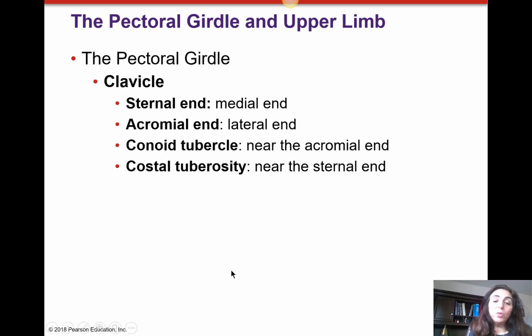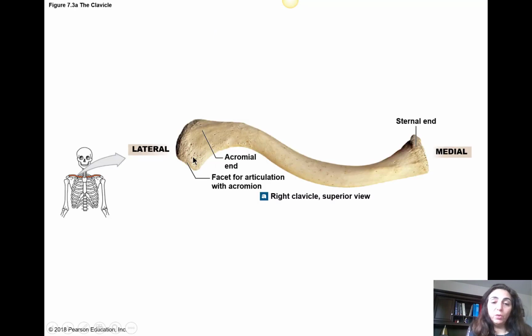As you see here, the conoid tubercle is near the acromial end. So that side, you remember, is the flat one, wide and flat. And we have the costal tuberosity that is near the sternal end. Now consider this conoid tubercle. If you look at this picture, now you know that this is the sternal end on the medial side, and this is the acromial end on the lateral side.